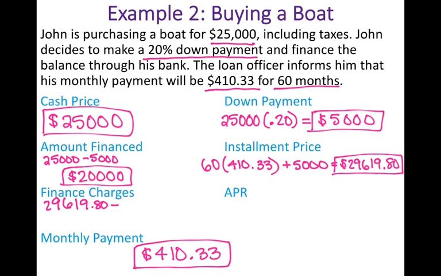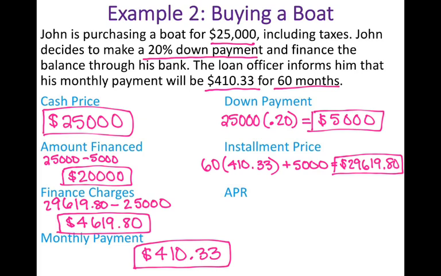So I'm going to subtract the $25,000. That gives me $4,619.80 in finance charges. So again, when we're calculating these pieces for this particular problem, we are doing it differently just because of the information that was given to us. For this problem, we were given the monthly payment, as opposed to trying to find the monthly payment like we were for the previous problem.